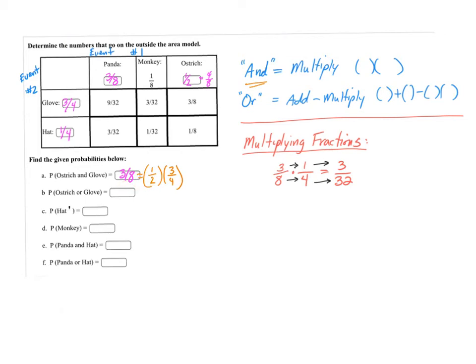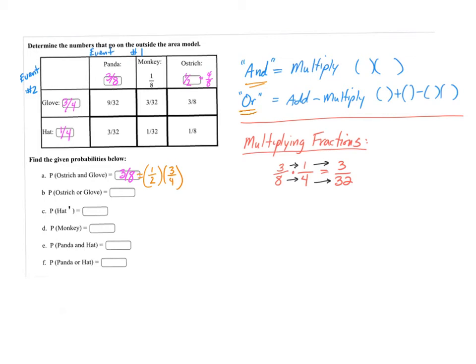Okay? Ostrich or a glove. Now, if I'm looking at that, that's a little bit more challenging. Ostrich or a glove means any box that either has an ostrich or a glove associated with it. So if I add up all 4 of these fractions with my calculator or by hand, that answer will be my answer to the question. Or I can use my calculator and solve it this way with the or type question.